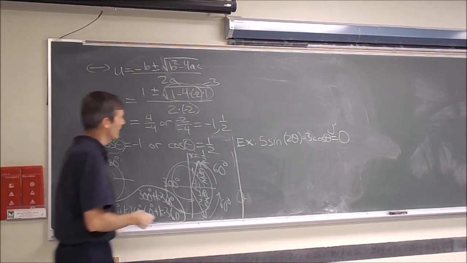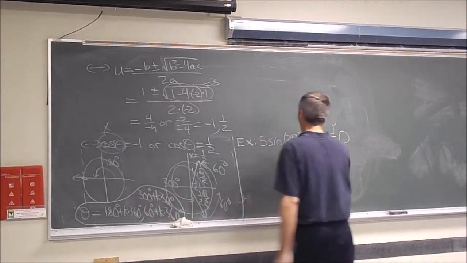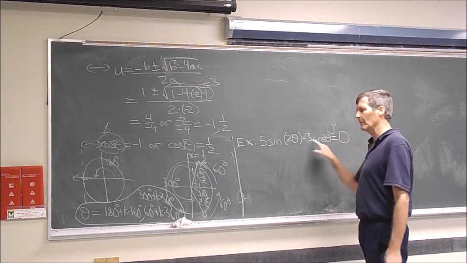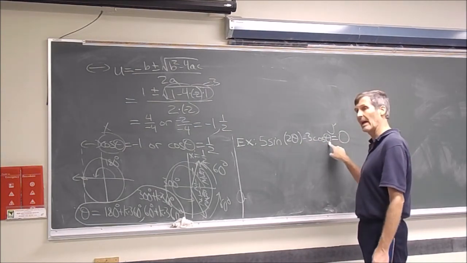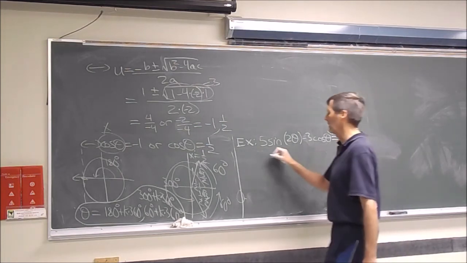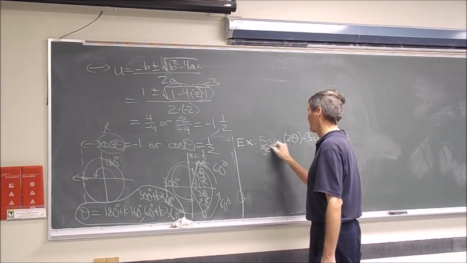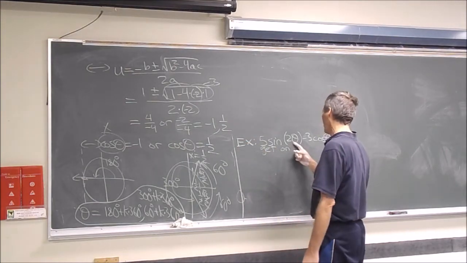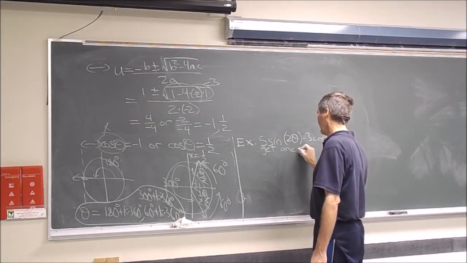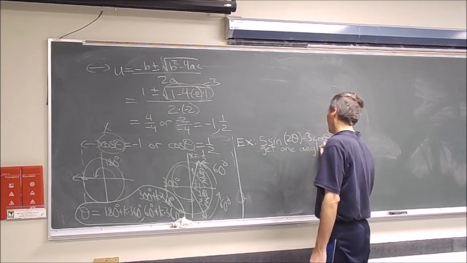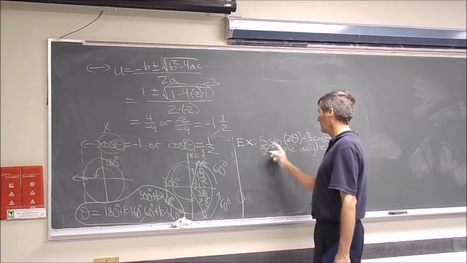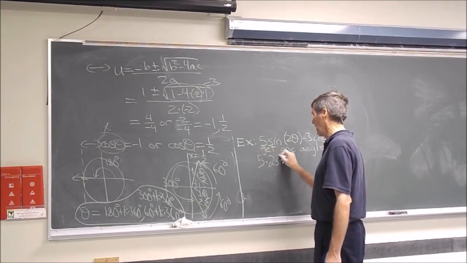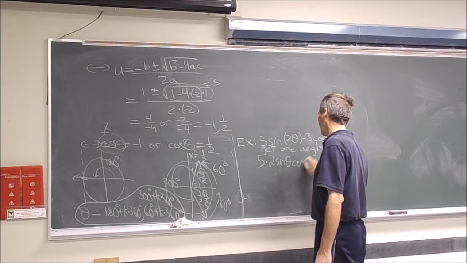How about this one over here? Suppose I have 5 sine 2 theta minus 3 cosine theta equals 0. I have two different trig functions and two different angles. Always get one angle. So get one angle, that's the first thing I think you should do. I could write that as step 6. One of these is a multiple angle, the other is not. But get one angle always. Let's rewrite sine of 2 theta by the double angle identity as 2 sine theta cosine theta.